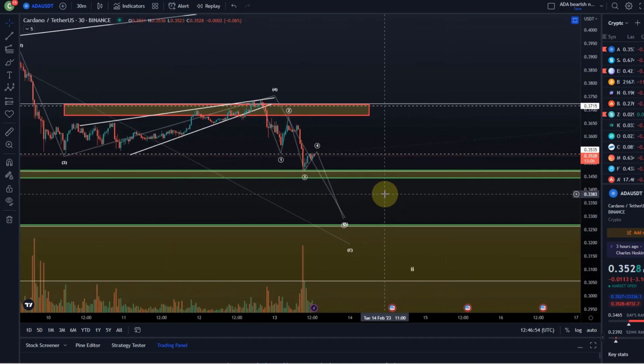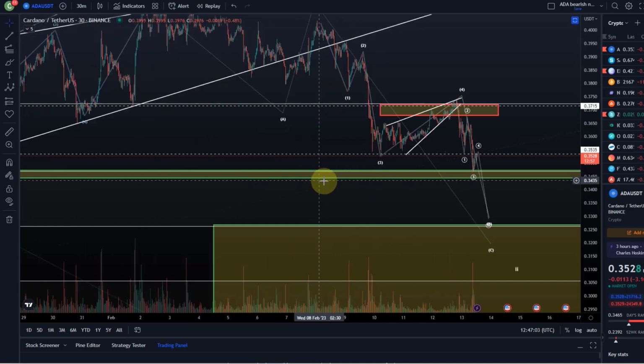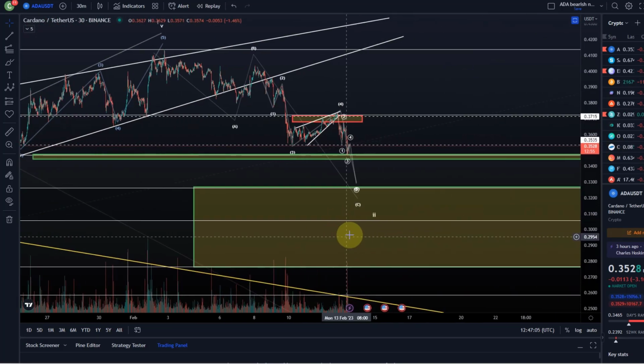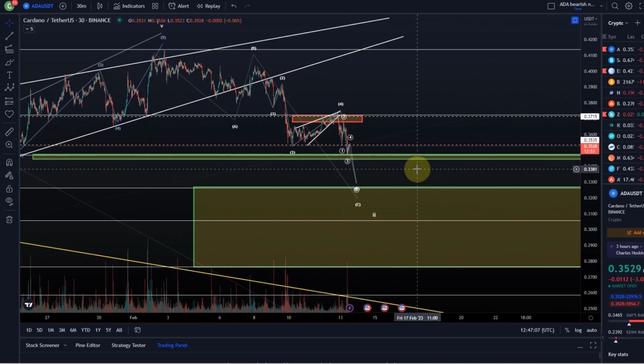And that's where we are with ADA. So I'm extremely happy this all worked out. But I warned you from the beginning that we might see a reaction here, which we did, and that we might not come down into this larger support area. So I'm going to observe that, of course, for you.